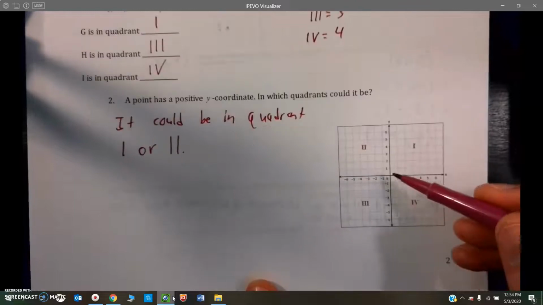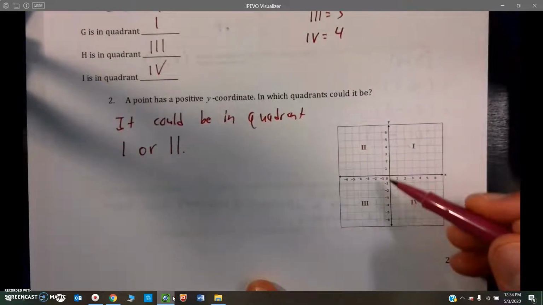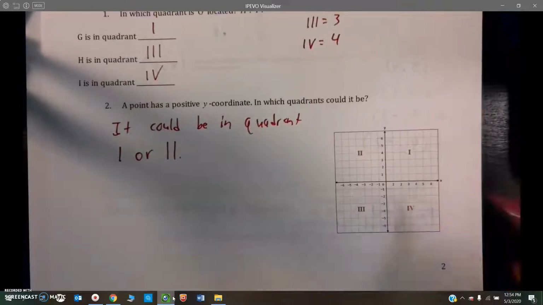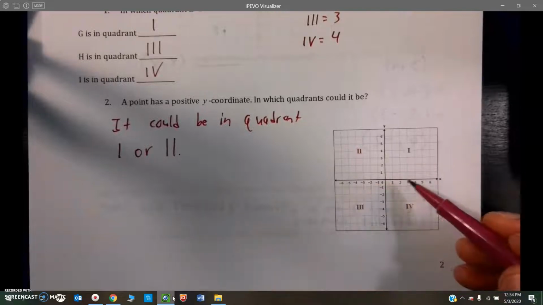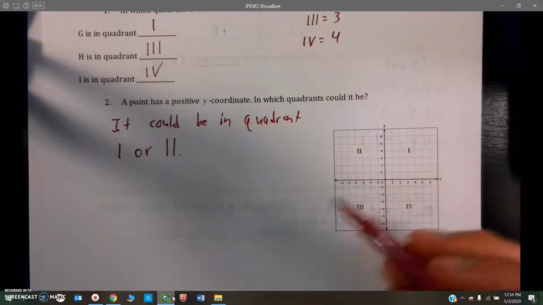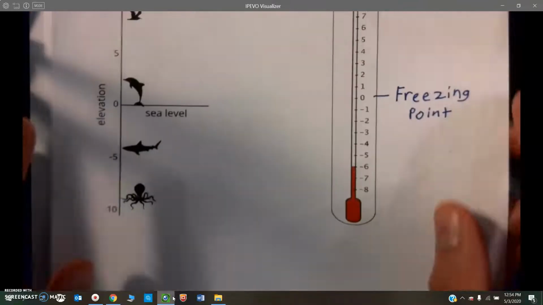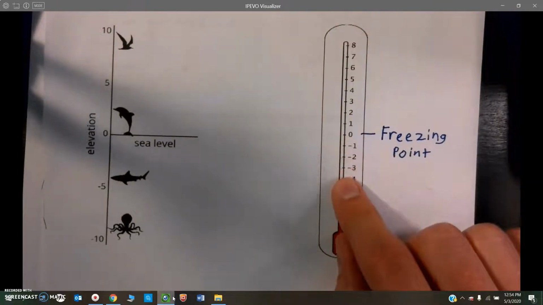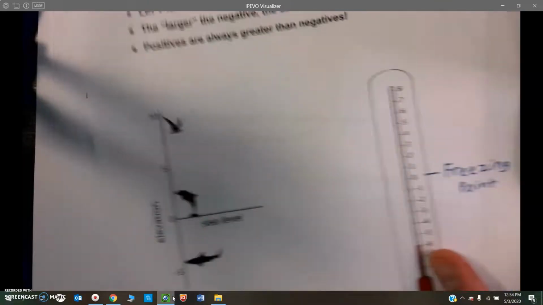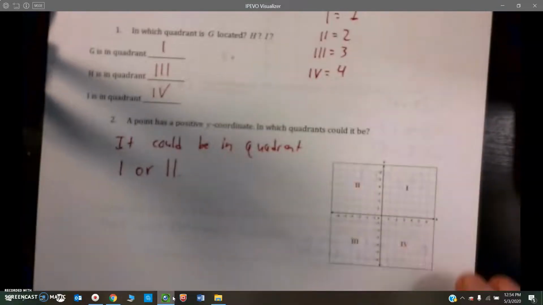So if you had a negative y coordinate, then you could be in 3 or 4 because it takes you down, right? Normally, if we think of a number line, most of the ones we've been working with, positives get bigger to the right, and negatives get smaller as we go to the left. We have looked at vertical number lines before as well, like with a temperature. Once again, we can see that the negatives go down. So now we're just combining a horizontal number line and a vertical number line for the coordinate plane.